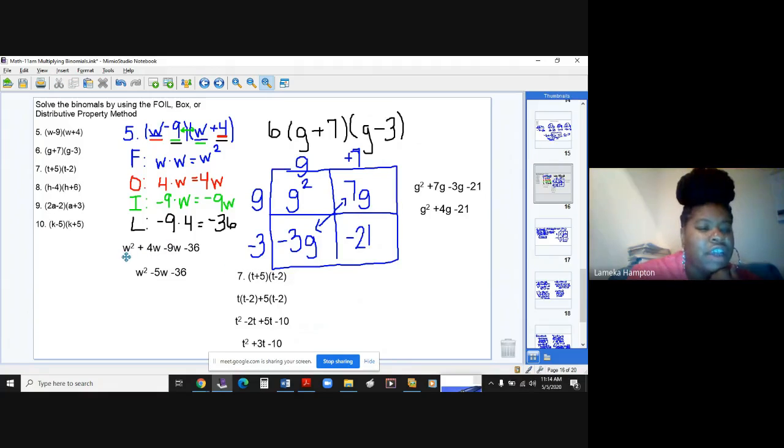So what I've done here, I said W squared plus 4W minus 9W minus 36. So this is what I have here. And what I've done, I simply just combined my like terms. Remember, your like terms are more than likely going to be in the middle. It is very rare that they are not in the middle. So when I do this, I am going to get W squared minus 5W minus 36.